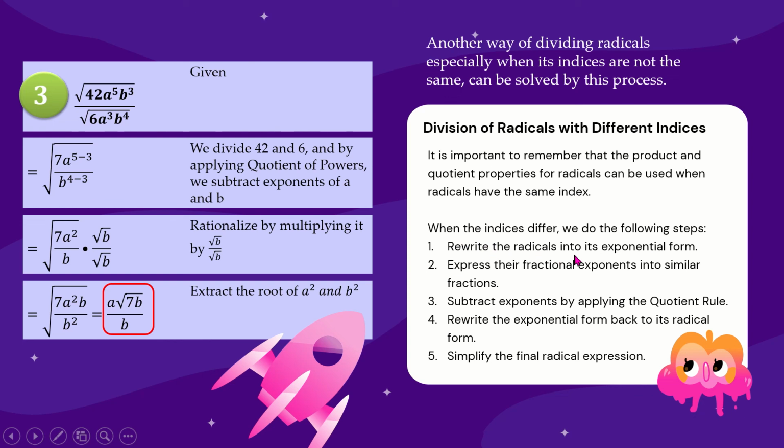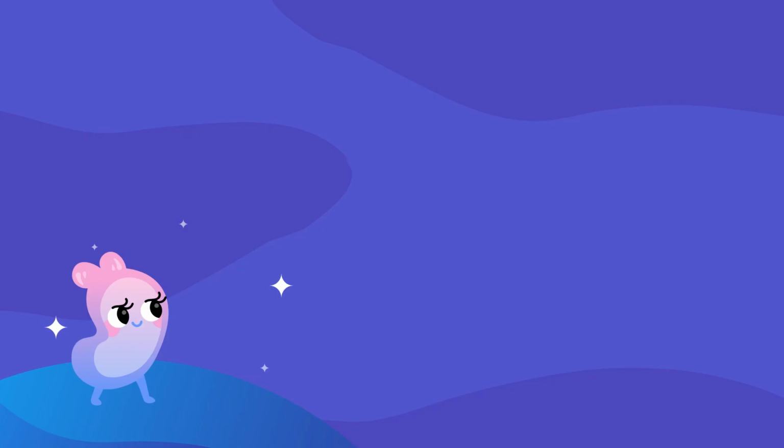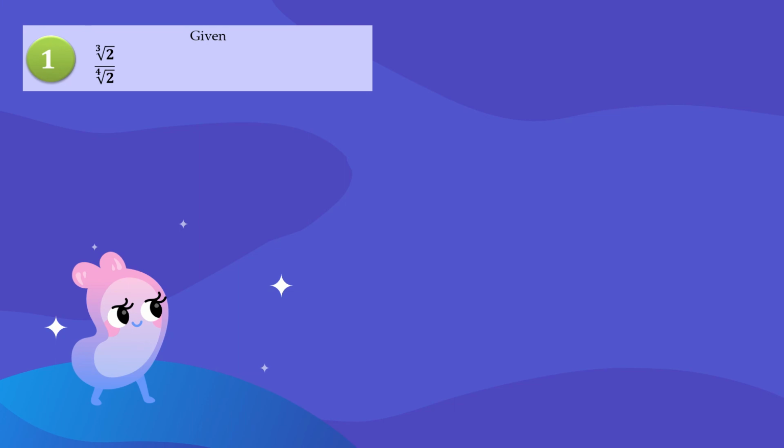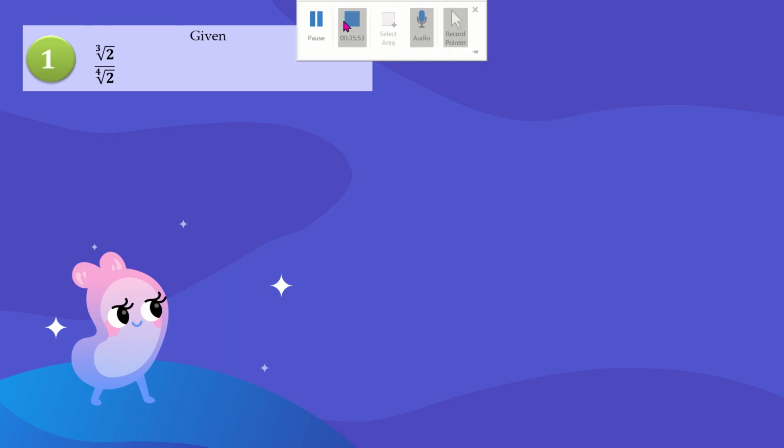First, we write the radicals into its exponential form. Mura po niyo siya ganina no, sa multiplication, when multiplying radicals of different indices. So magre-write the radicals into its exponential form, express their fractional exponents into similar fractions, subtract exponents by applying quotient rule, rewrite the exponential form back to its radical form, then simplify the radical expression. Okay. We will justify the following steps by our example.